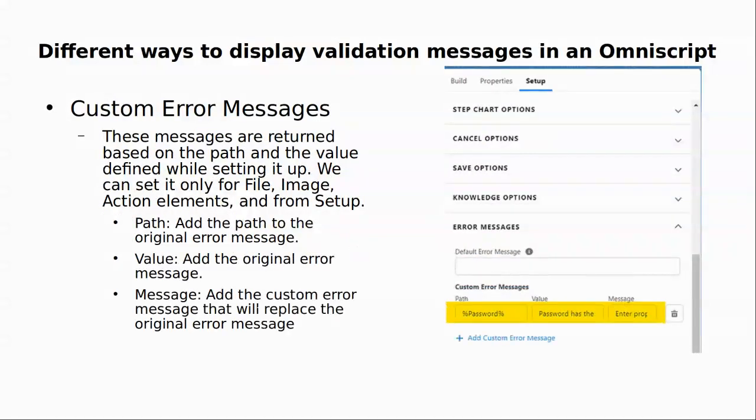Then we have the custom error message. It is similar to the default error message, but this custom error message will be applied to the entire OmniScript, irrespective of the way in which we are specifying the default error message in a particular element. As you can see here, we have three parameters, namely path, value, and message. Path is basically a node in which we want to show the error message. It can be a field name. Then value is a key-value pair: if the path and value match, then the error message will pop up, which is the message over here.